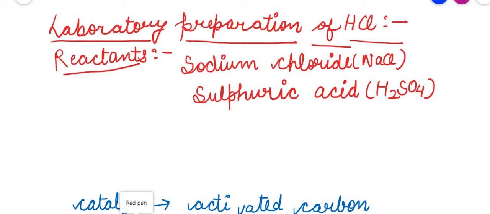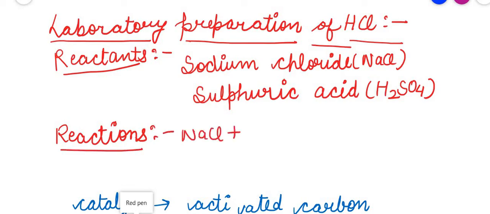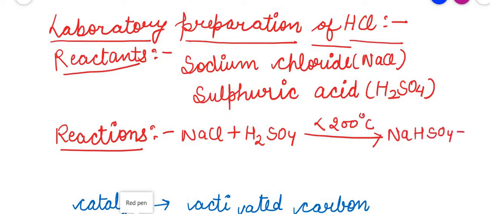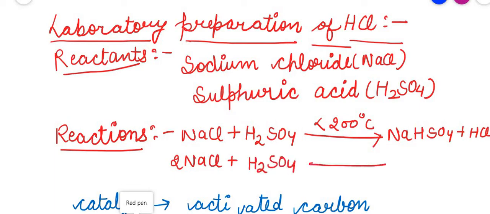If I talk about its reactions, they are the very simple reactions we recently studied, and the same reactions come here. NaCl reacting with concentrated H2SO4, the same reaction, below 200 degrees Celsius, gives sodium hydrogen sulfate along with HCl gas. And if you are using NaCl at a temperature above 200 degrees Celsius, then there is a formation of sodium sulfate along with HCl gas.